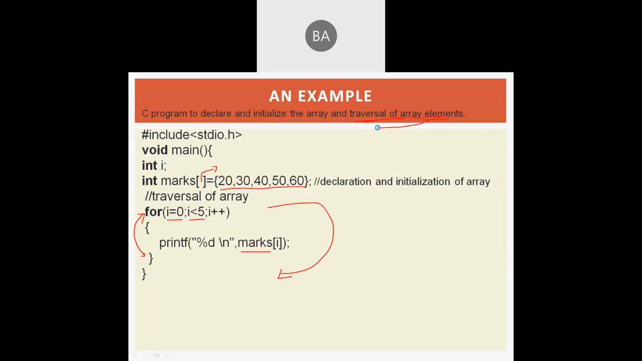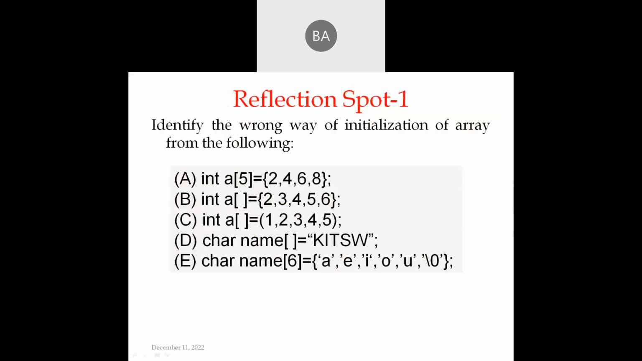Fine. Then this is a reflection spot. Identify the wrong way of initialization of an array from the following examples. So what is the wrong way? Is this right? Yes, you can specify the maximum size here. Here you have given 4 elements, so the uninitialized fifth element is by default taken as 0. Here you need not specify the size, so automatically it will take 5.